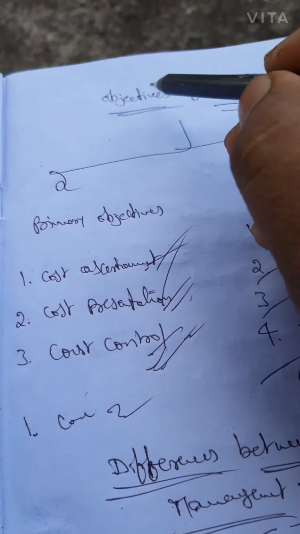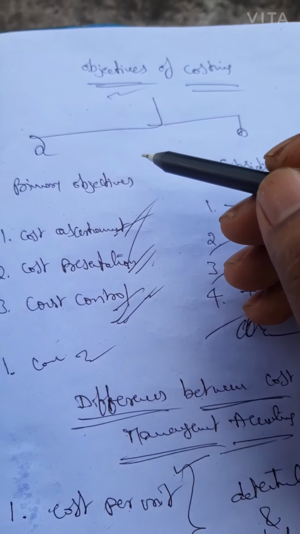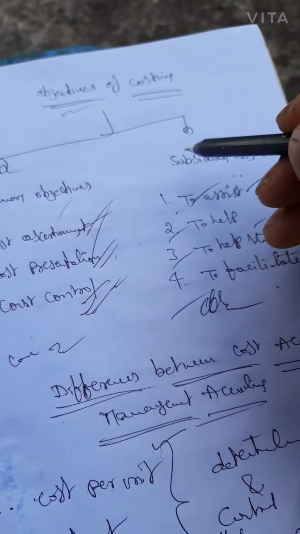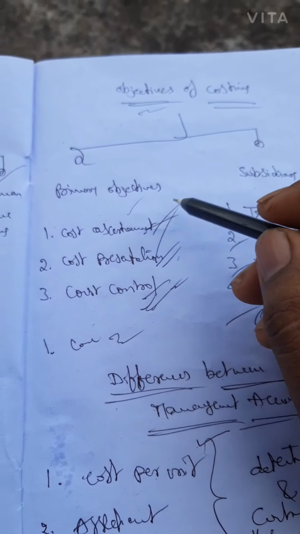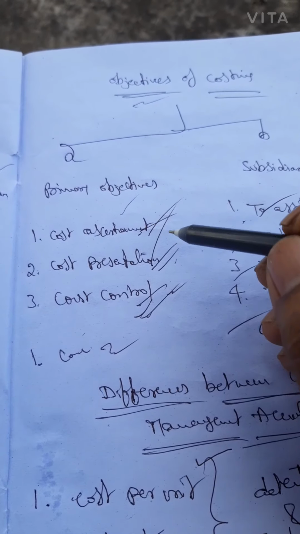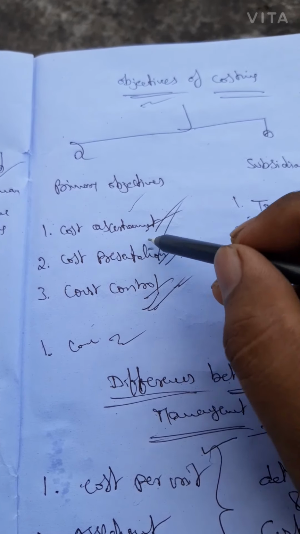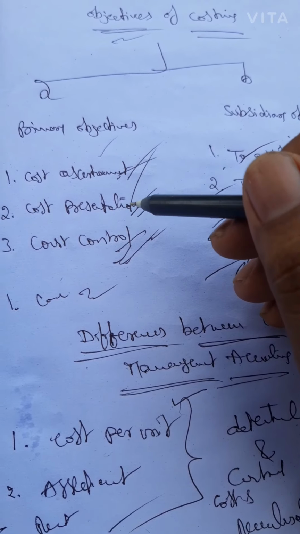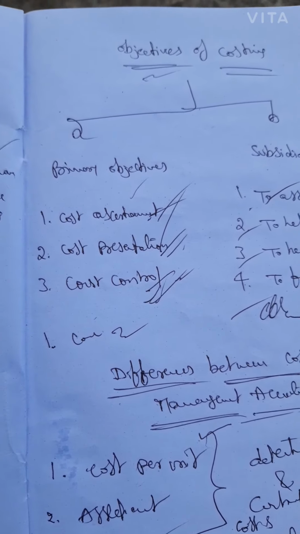And we also discussed the objectives of costing. The objectives of costing are mainly divided into 2 kinds: primary objectives and secondary objectives. As far as primary objectives are concerned, the first one is cost ascertainment, then cost presentation, and cost control. Okay.